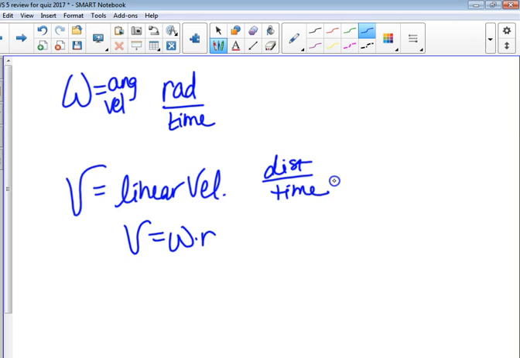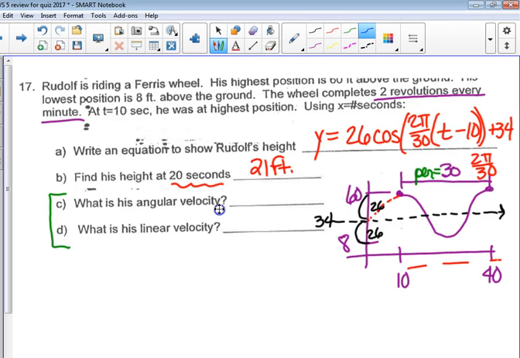Okay, so all we got to do for angular velocity here is, it's going around 2 revolutions in a minute right now. Is that what it says right there perfectly? 2 revolutions per minute. I need it in radians and we're done.